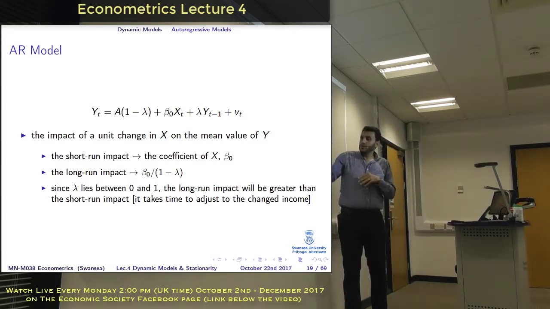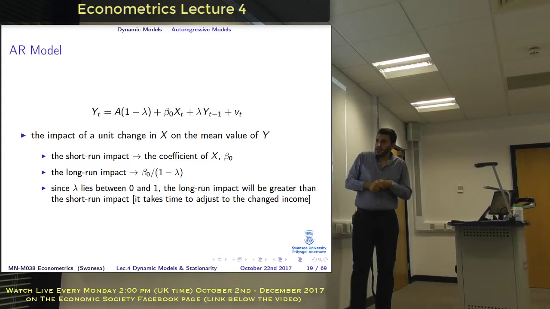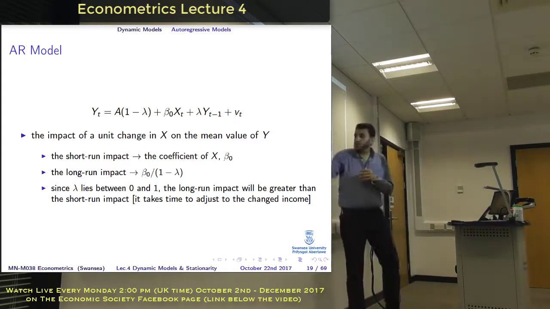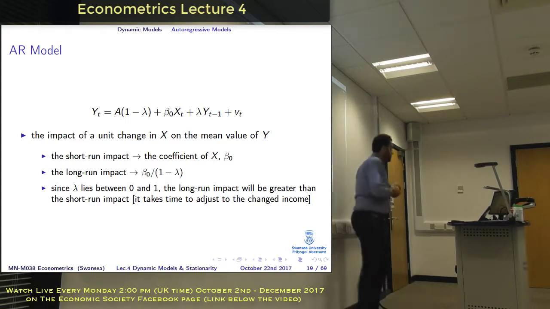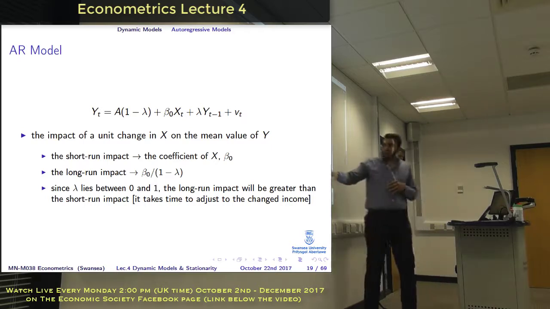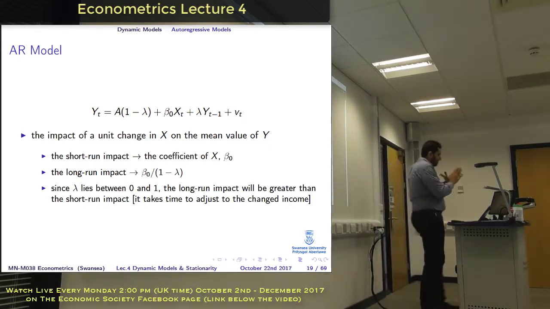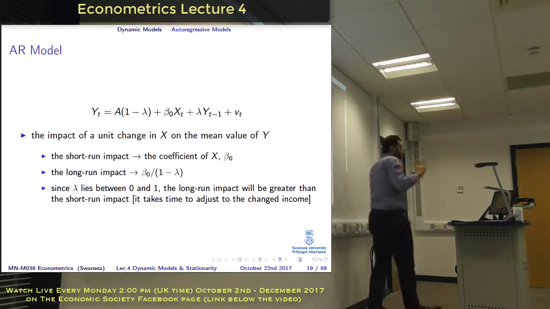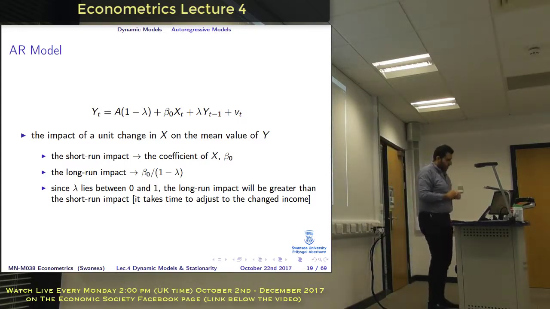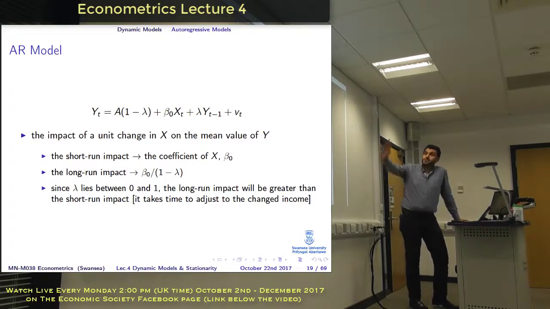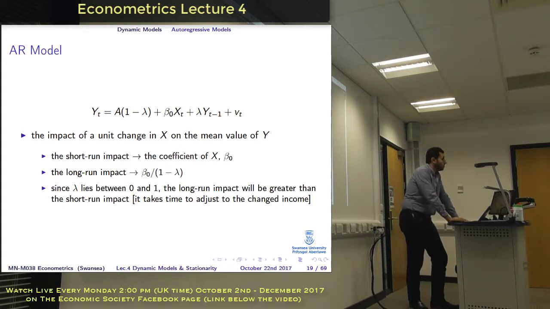If you think of this term, if lambda is smaller than 1, then at the end this term will be greater than the impact in the short run. Because it takes time to adjust to the changed income, if you look at the total impact compared to only beta 0, the ultimate impact of a change in income will be greater than the short run impact, which is beta 0 in this equation.